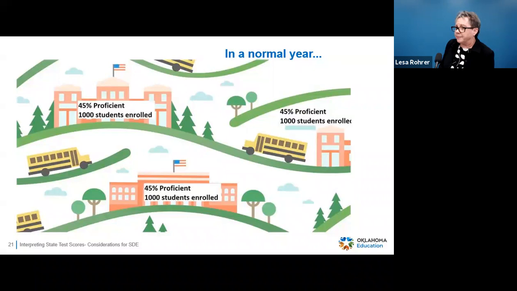In a normal year, this is kind of how we've always operated. Different schools, same enrollment, they have about the same proficiency. We can really compare that across. We can call them up and say, hey, what did you do that your proficiency rates might have been higher than mine? And we can then model that because the conditions of learning were similar at all of these schools.